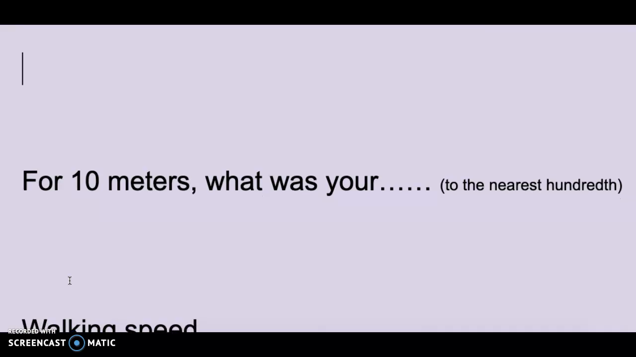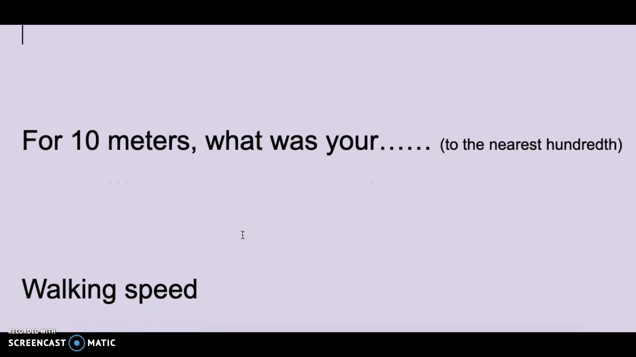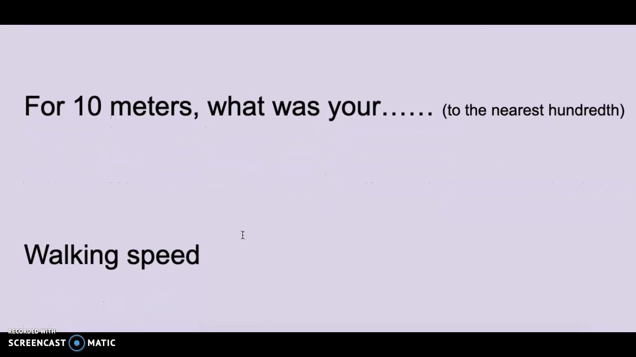All right, next you did your rate run. You measured out 32.5 feet, which is the same as 10 meters, and you calculated your rate in meters per second. So it's meters divided by seconds. And so for the first one, what was your walking speed? And speed's the same thing as rate.